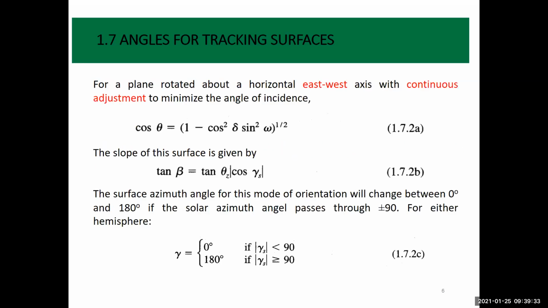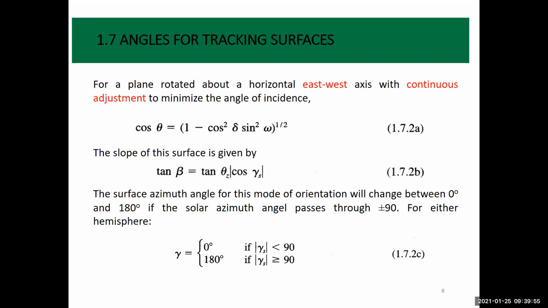What about a plane which is located on or rotating around an east-west axis? Then the cosine theta is going to be given by this value, and that would be the inclination beta, and then the value of gamma is going to be given here. So now these are again some special cases that you're going to refer to based on your system.